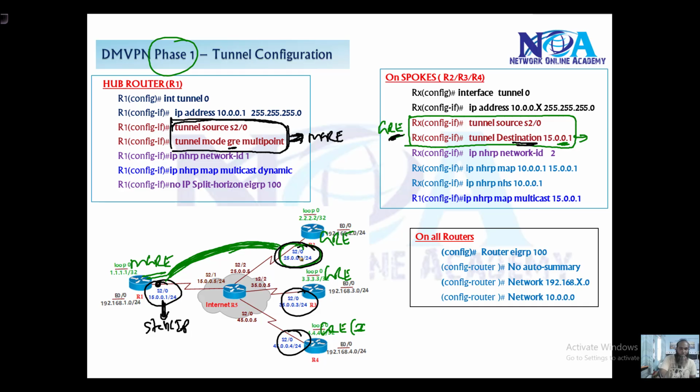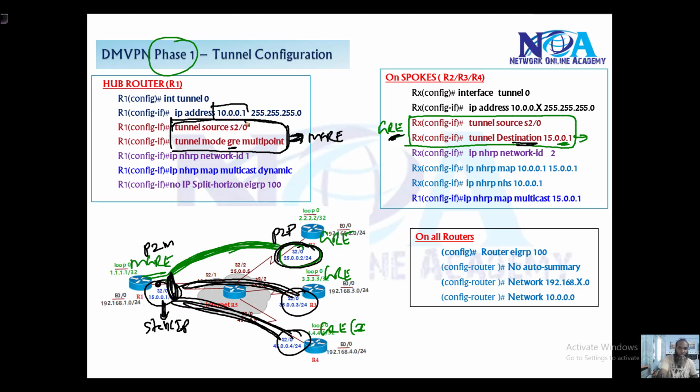So from spoke to hub it is point-to-point, whereas from hub to spoke it is multi-point, because we have a separate point-to-multi-point tunnel here, whereas on the spokes it is a separate point-to-point connection.